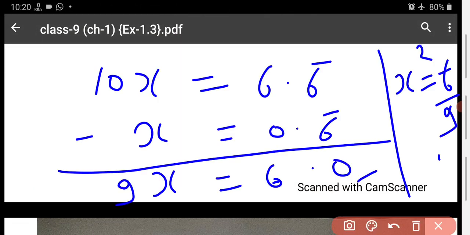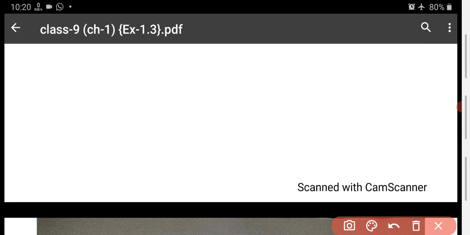So you get here 3 2s are 6, 3 3s are 9. So finally you get 2 by 3. Now I'm explaining in detail here.